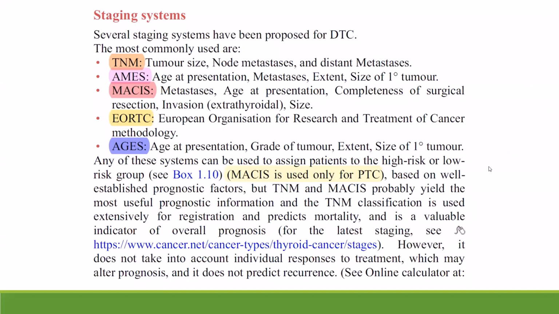So the staging system is actually difficult in clinical practice, but at least we should know that there are a lot of staging system classifications for thyroid cancer and differentiated thyroid carcinoma. The easiest one is TNM, which is tumor size, node metastasis, and distant metastasis M. Another one is AMES and MACIS, and so on. Yes, Graves' orbitopathy is more severe in males. Yes, Dr. Hanna.